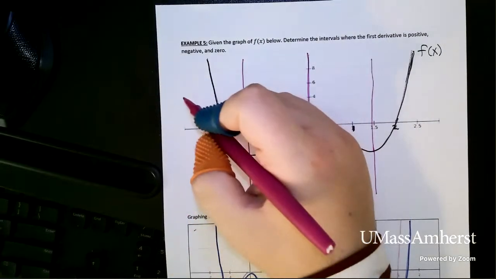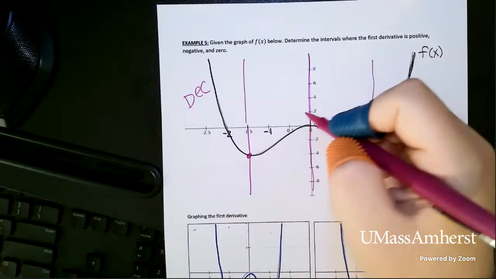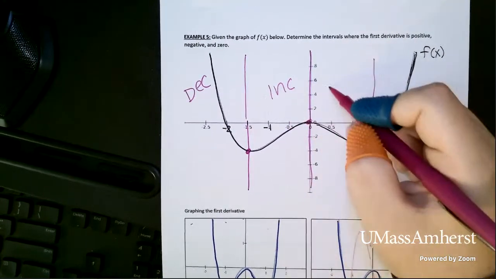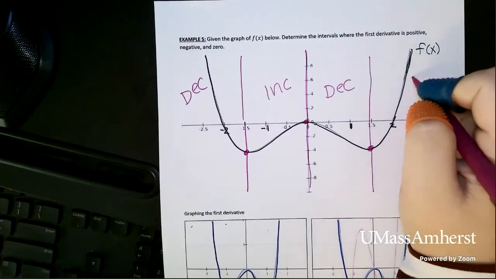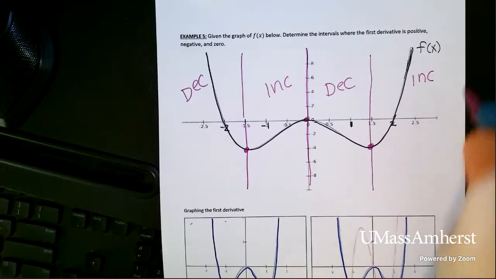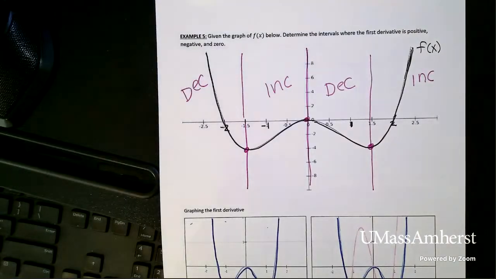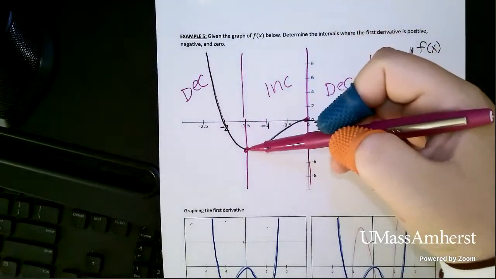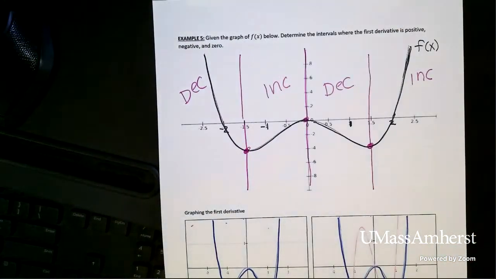So here we were decreasing, and then we were increasing, and then we were decreasing again, and then finally we were increasing. And so again, when I talk about increasing and decreasing, I'm talking about whether the function's going upward or downward from left to right. So I'm decreasing because these values are coming down, okay? So let's talk about these intervals.